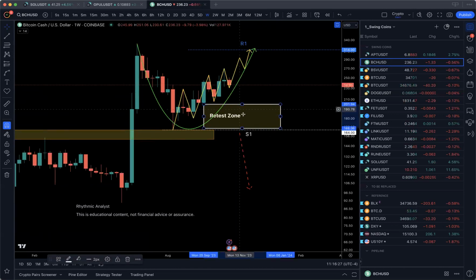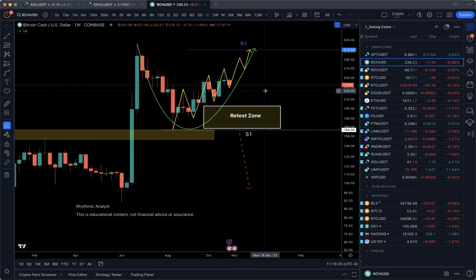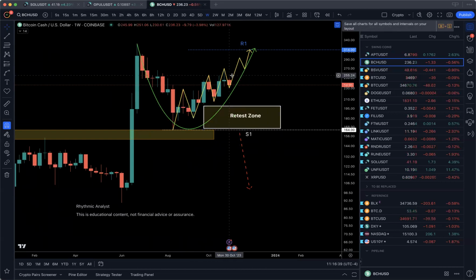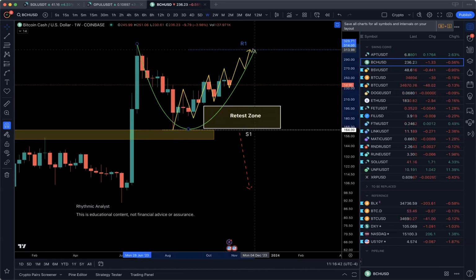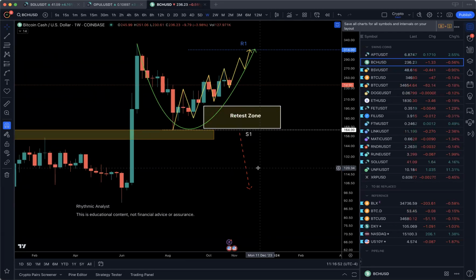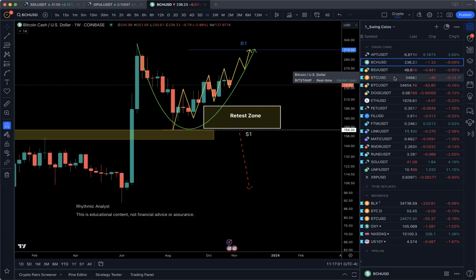It would break this pattern only if it returns back to this retest zone. Then this arch has to be removed only if the price comes down to this zone. Otherwise, no. Then we'll have to see what next. At this moment, this is the pattern. As long as it stays above this, which is around 198 roughly speaking, this is the progress. I mean, this is the pattern.